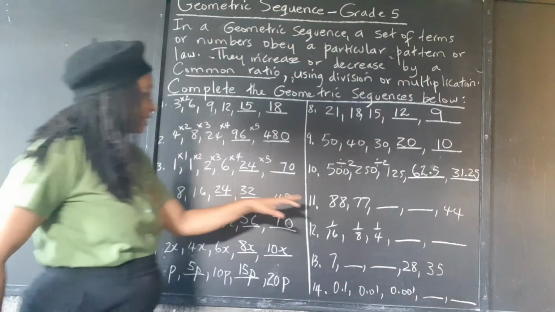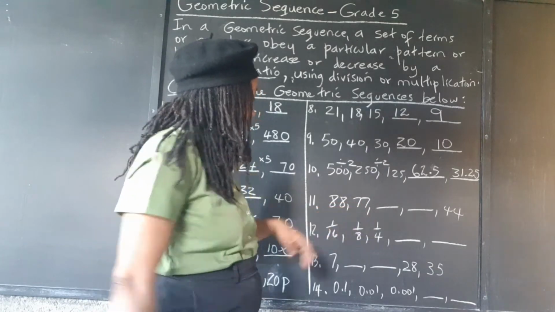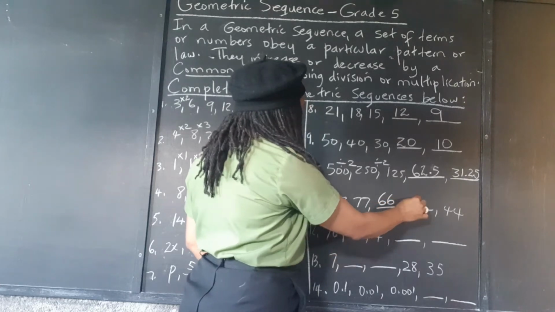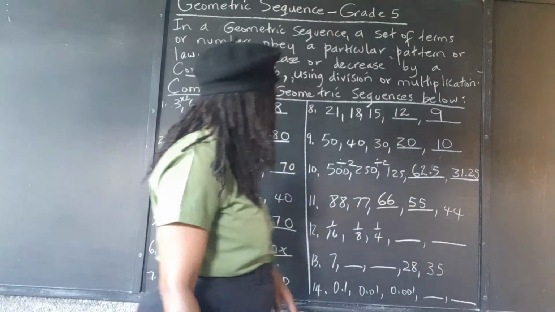So this is the 11 times table. 11 eights 88, 11 sevens 77. So it should be 11 sixes 66, 11 fives 55, and 11 fours 44.